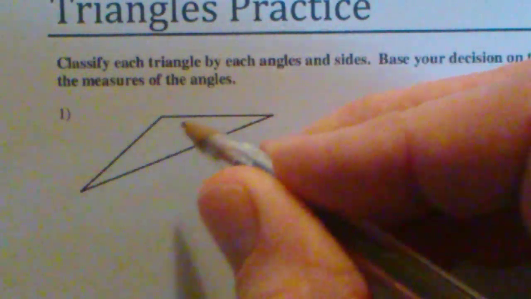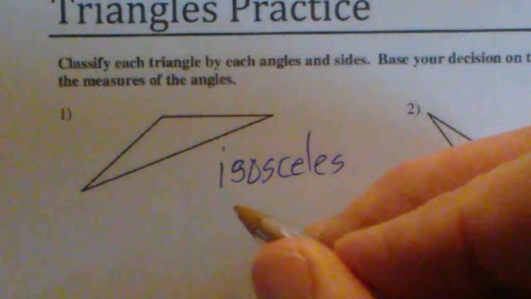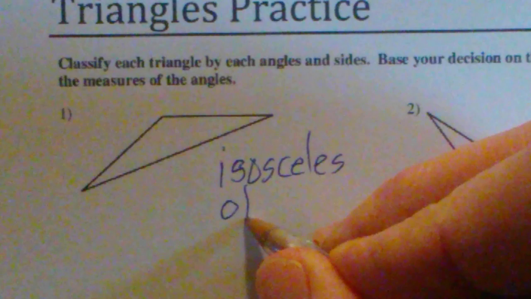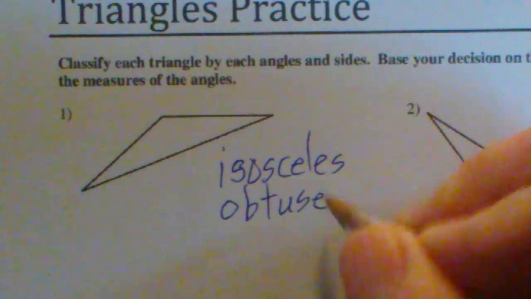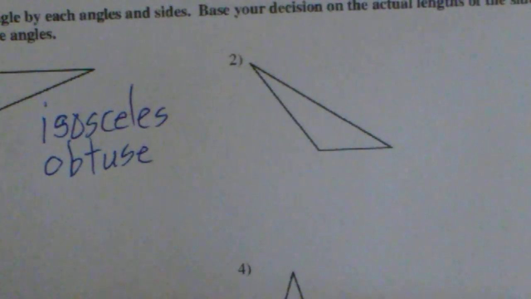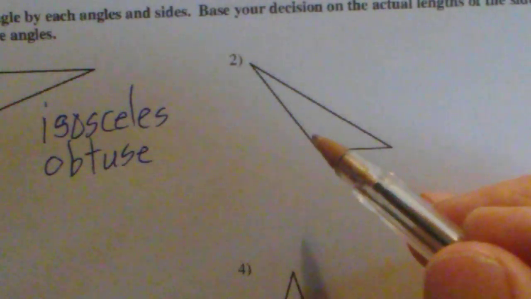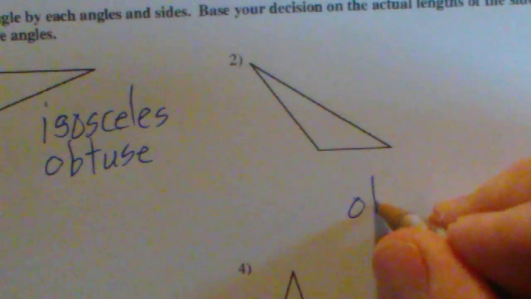Nope, this angle is a very big one. Do you remember what that is? Well, if you go back and look, that's obtuse. Isosceles obtuse, because one of the angles is bigger than 90. Altogether, they're 180. How about this one? Hey, this is obtuse also, bigger than 90. So we know it's obtuse.